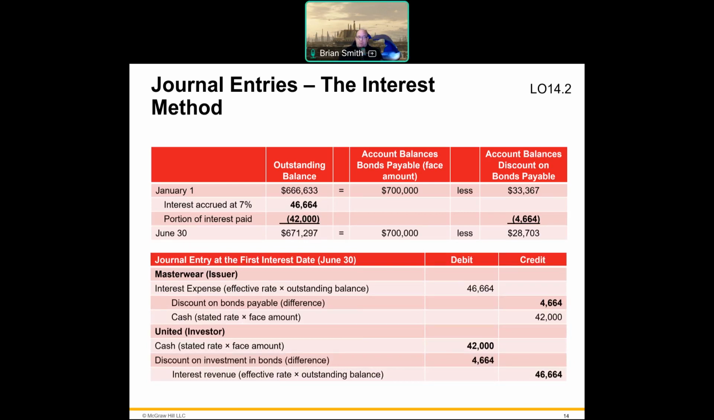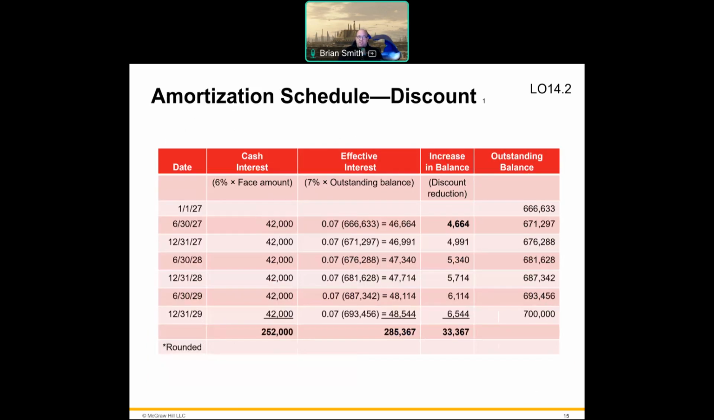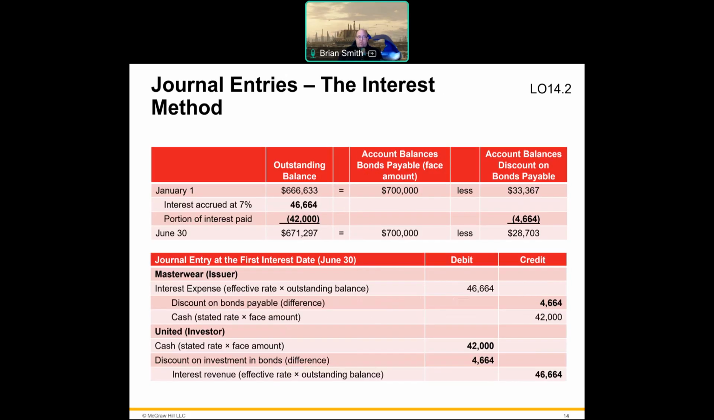It's the same thing, just opposite. Here's our amortization schedule. This is the important thing. So the difference, the increase in the balance or decrease in the balance, however you want to look at it, that is where we're going to be crediting the discount.